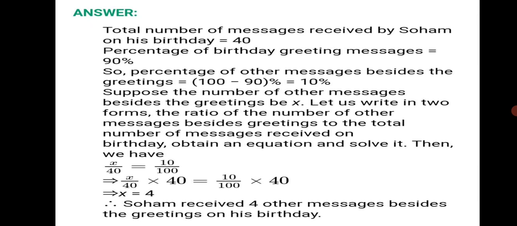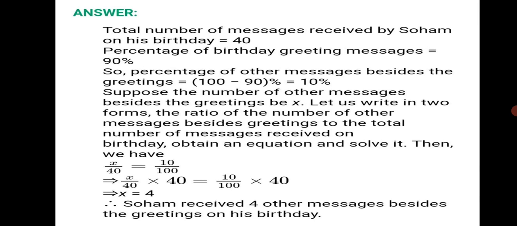So 40 gets eliminated. X is equal to 10 times... the 0 from 10 gets reduced, the 0 from 40 gets reduced, and 2 zeros from 100 will get reduced. So we are left with 4. X is equal to 4. So Soham received 4 other messages besides the greetings on his birthday.